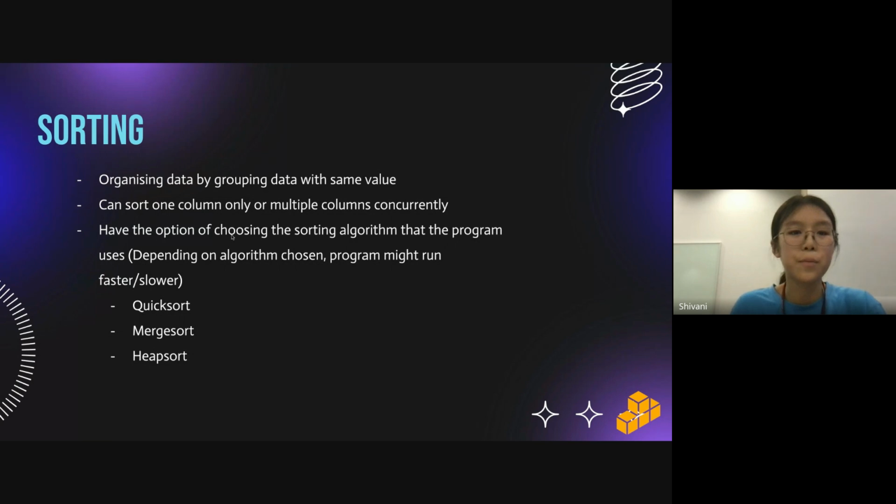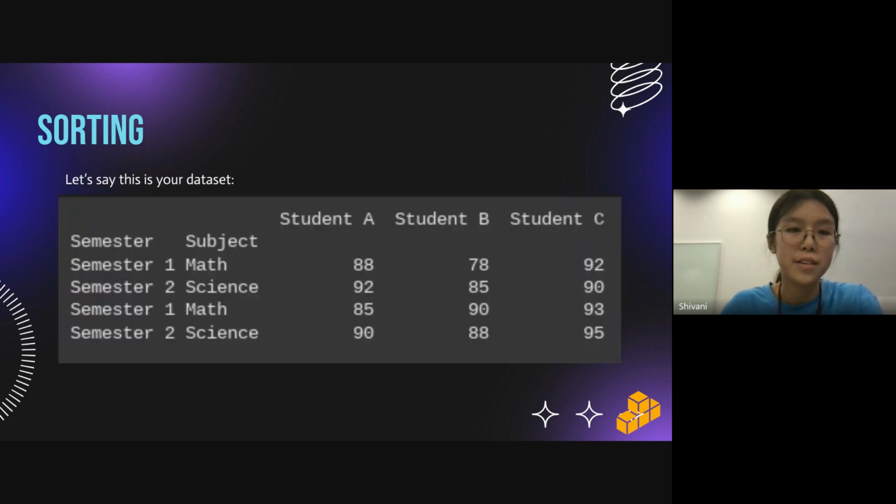So firstly, we'll be teaching you sorting. Sorting is basically just to sort your data to make it look a bit cleaner. And you can sort either one column, or multiple columns concurrently. We also have this option where, if you have done competitive programming before, you might have heard of these, but these are some of the sorting algorithms like quicksort, merge sort, and heap sort that you can also choose to carry out sorting in Pandas.